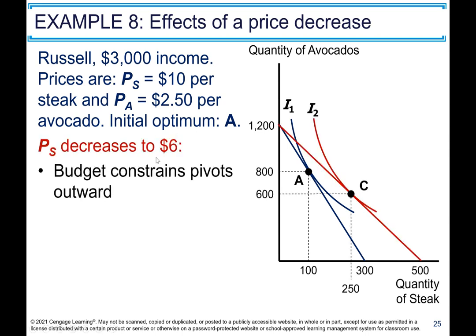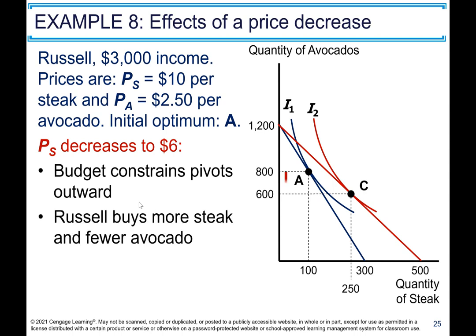Price of steak decreases from $10 to $6. The budget constraint pivots outward. Now you can afford more steak. Russell buys more steak and fewer avocados. Steak goes from 100 to 250. Avocados go from 8 to 6. Avocado is now relatively expensive. Point C is the new optimum.